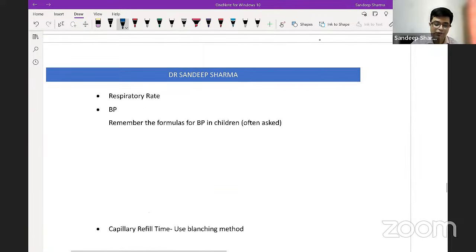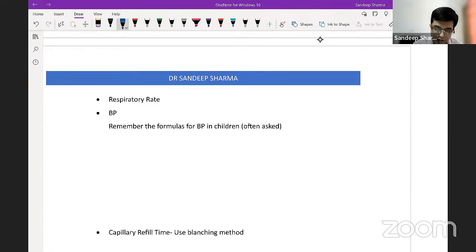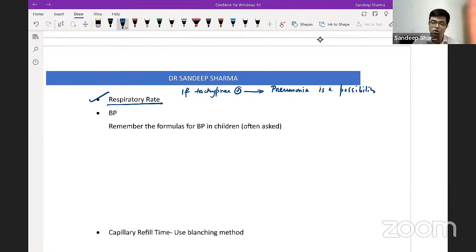Then you will look at the respiratory rate. The respiratory rate is very important, because if the patient has tachypnea, that may be suggestive of pneumonia. Pneumonia is a possibility. So always mention the respiratory rate and whether it is appropriate for that age or not. Here the viva points will go in the direction of age-wise respiratory rates. Less than 2 months, 60 per minute or more. 2 to 12 months, 50 per minute or more. 1 to 5 years, 40 per minute or more.